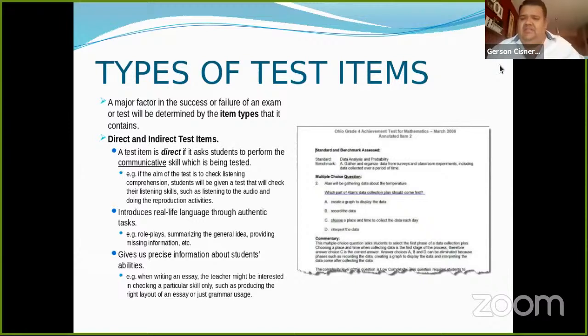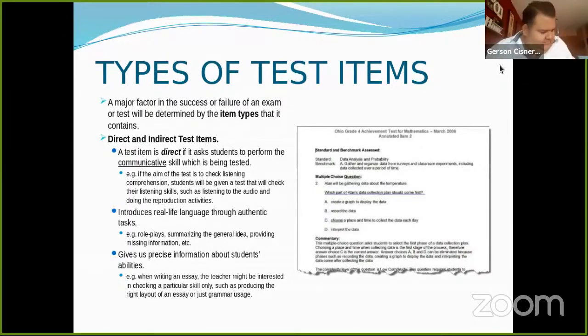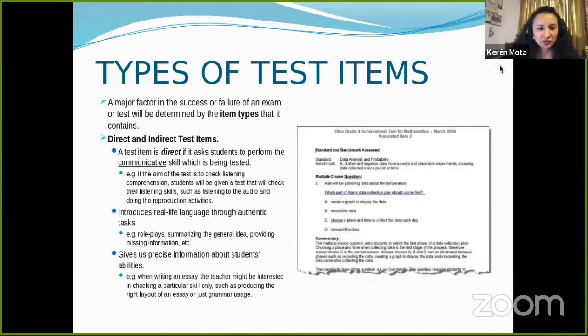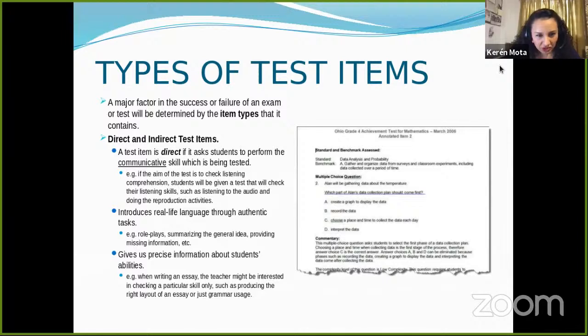And then the next point is Karen, are you here or did you leave? Yes, I am. I was putting on my headphones. Give us precise information about students' abilities. Continue with the example. When writing an essay, the teacher might be interested in checking a particular skill only, such as producing the right layout of an essay or just grammar usage. Very good.